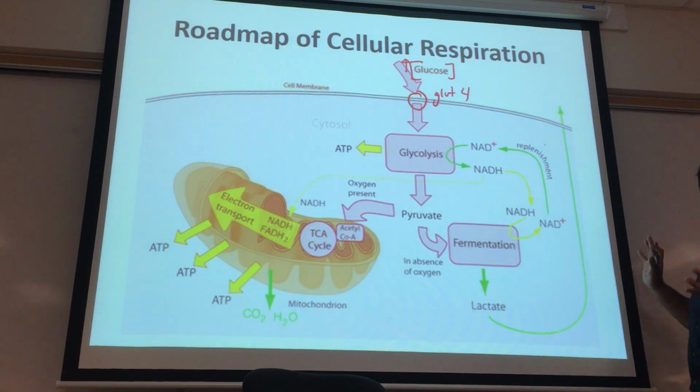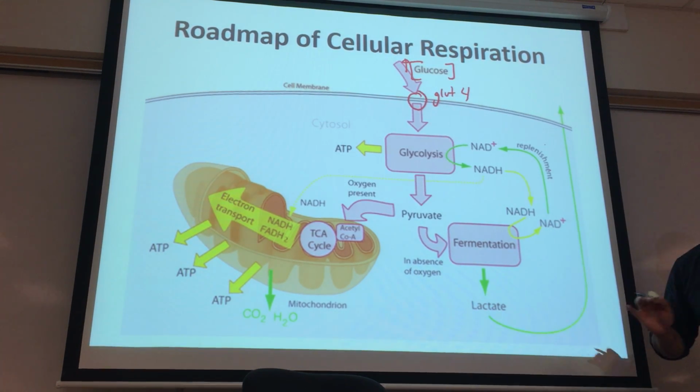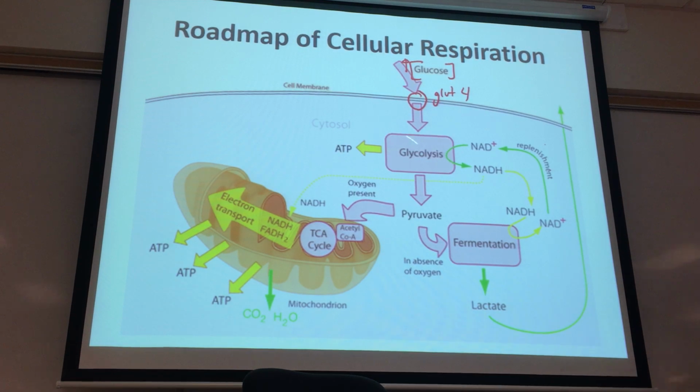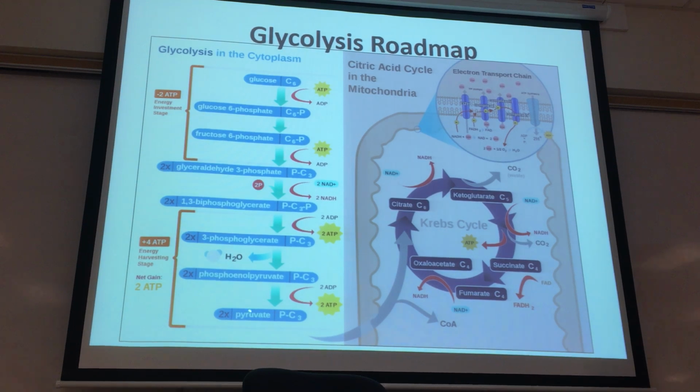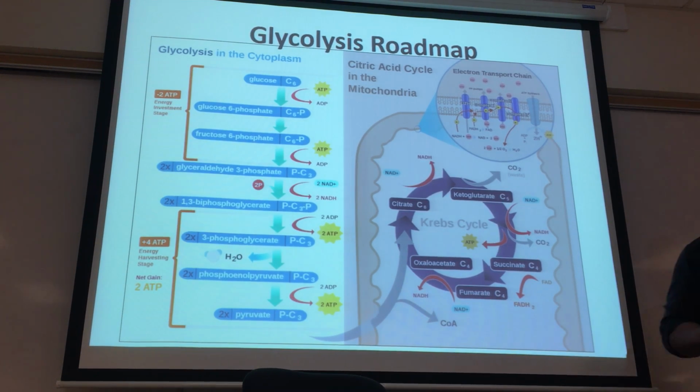So now that you get the big picture, what we're going to do next is zoom in to glycolysis. So let's take a look at our next slide on glycolysis. This is another roadmap here, and you see what's taking place in the mitochondria. I've grayed this out for a reason, so that we can specifically focus on what's happening in the cytoplasm. What you'll notice here is glucose is our reactant. Our product is pyruvate down the line.